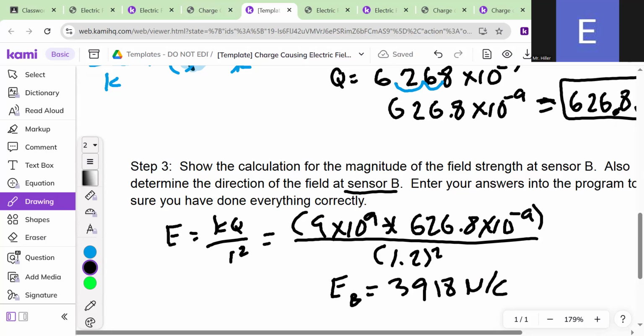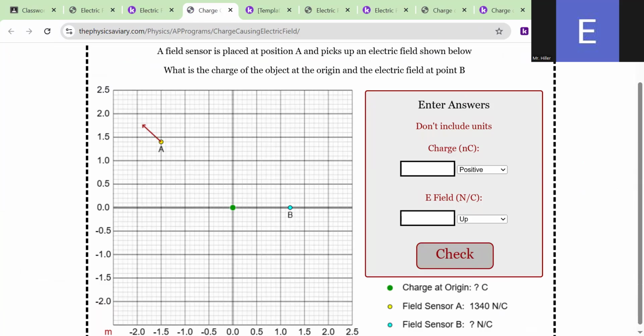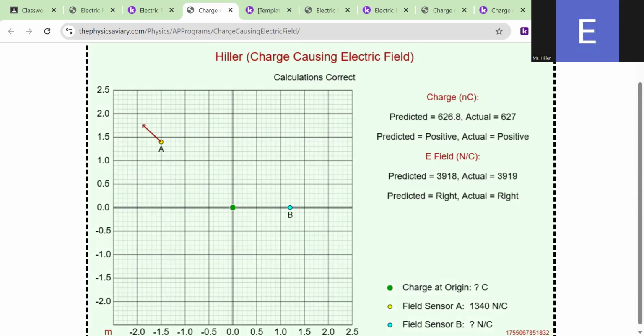Now notice since my charge is positive, it would radiate outwards in all directions, including to the right, passing through point B. My value is 3918. All right, and there we go. Hopefully you were able to get question two correct yourself. Move this down here.